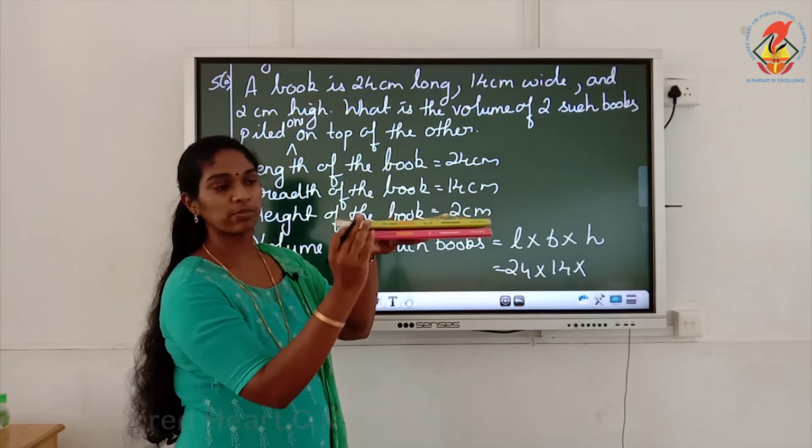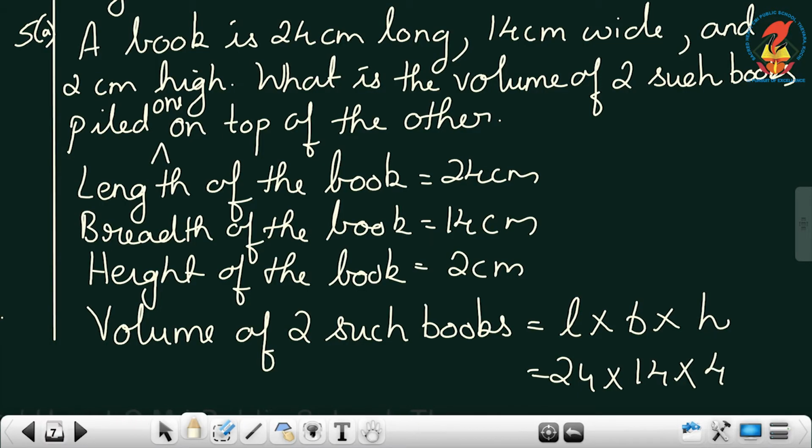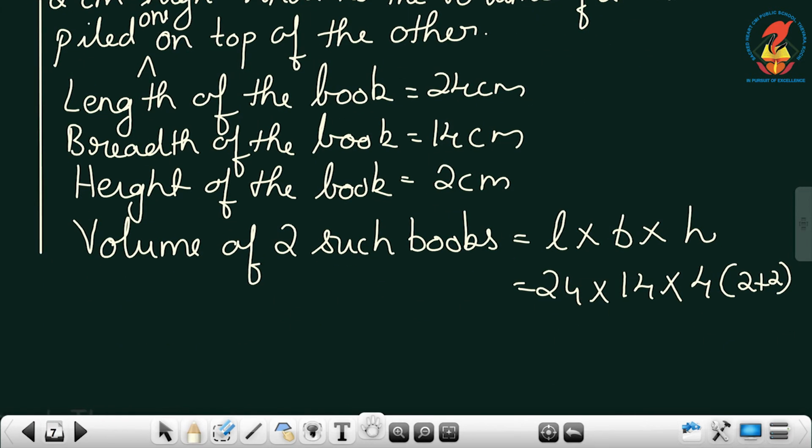One book is 2 centimeters. So 2 books together it is 4. So you can write height as 4, in bracket you can write it as 2 plus 2 children. Okay, just for you all to understand. Okay, so you can do 24 into 14 into 4, you will get the answer at a stretch.